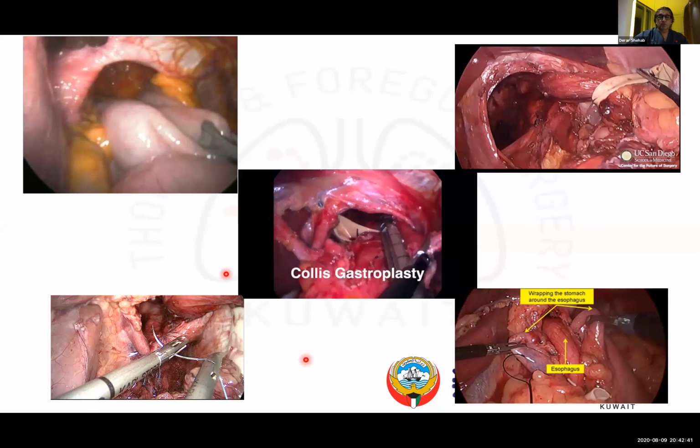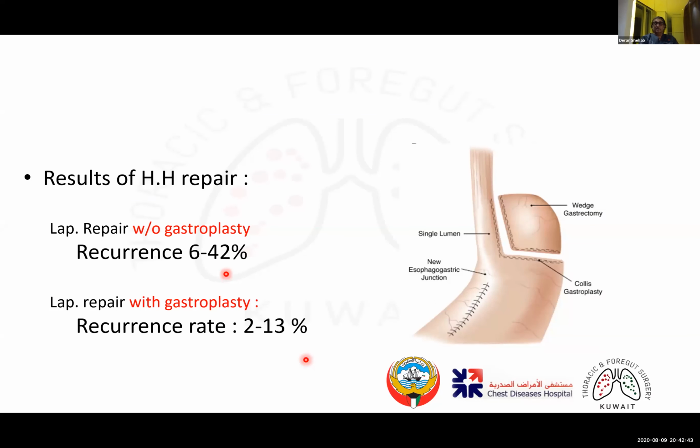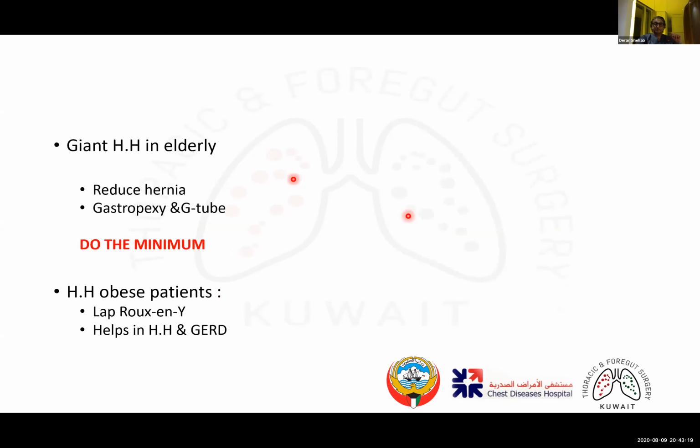Why is it important to do a lengthening procedure for hiatal hernia? Because if you decided not to do it and you have a short esophagus, the recurrence rate will be about 42%. But if you did a lengthening procedure, the recurrence rate will drop down to 13%. The concept of short esophagus, you have to know it and you have to deal with it if you want to operate on the esophagus, especially hiatal hernias.